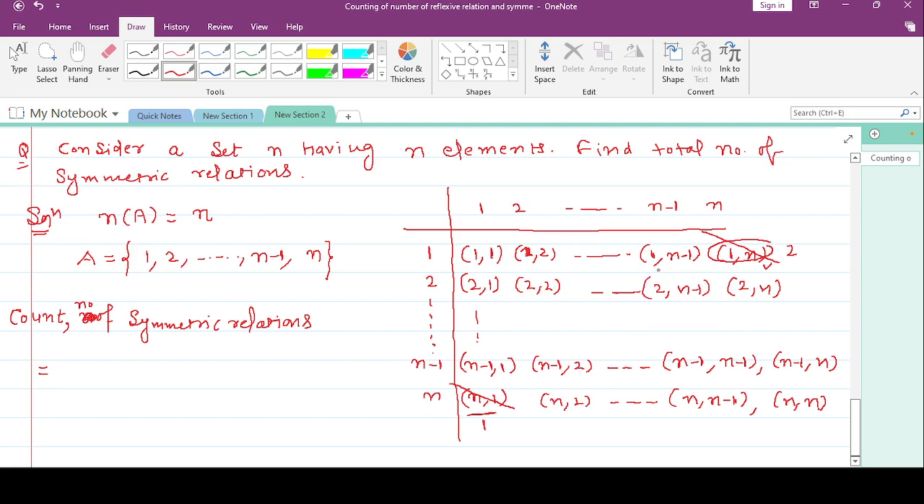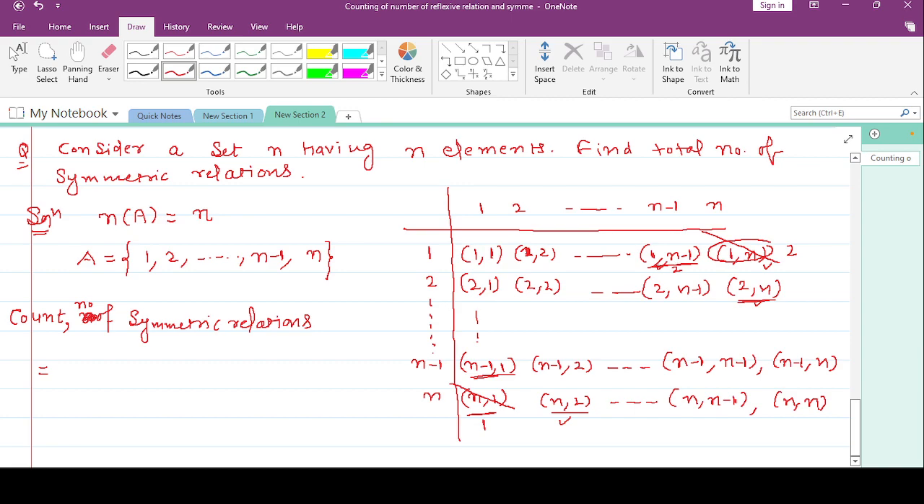Now similarly for this element, again you have two options: you can write this element in your relation, or you may not. Similarly for this element, again you have two options, but once you select this element, its mirror element also comes in the relation automatically, and if you select this element, then its mirror element automatically comes in the relation.